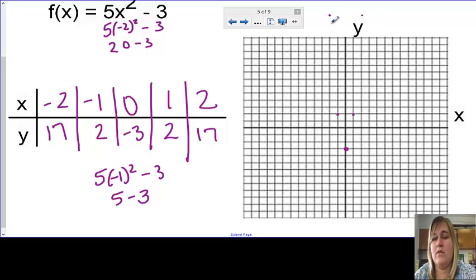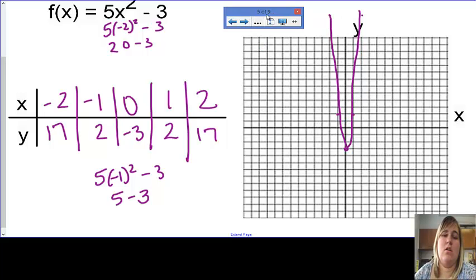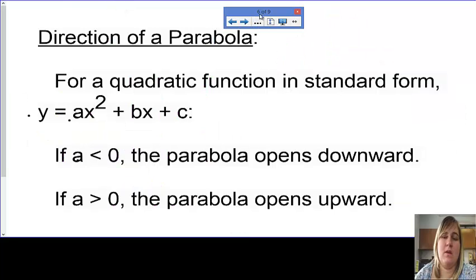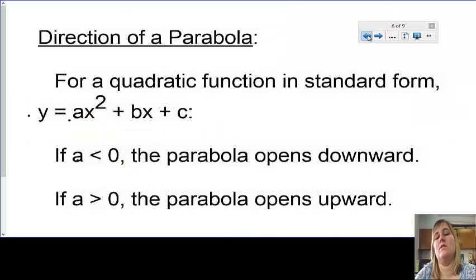So again, whenever I make my parabola, I'm going to try my best to hit those points. Oh, I'm not very good. That's roughly what my graph should look like. Okay. Notice that it's skinnier and that it dropped down 3 units. Okay, so I didn't skip one, did I?